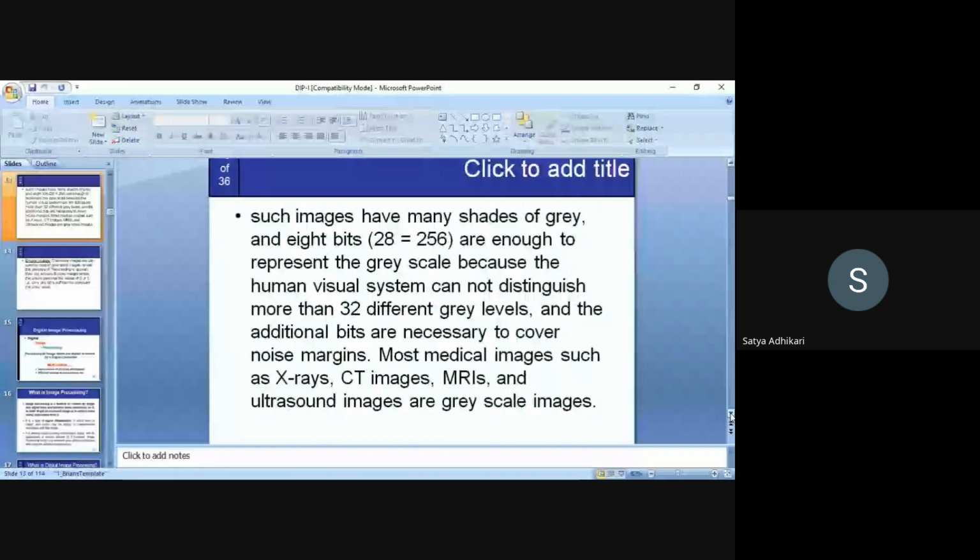An important example is most medical images, such as X-ray. You see the X-ray value. There is no color component. Please recall the X-ray report of a patient that does not contain any color component.